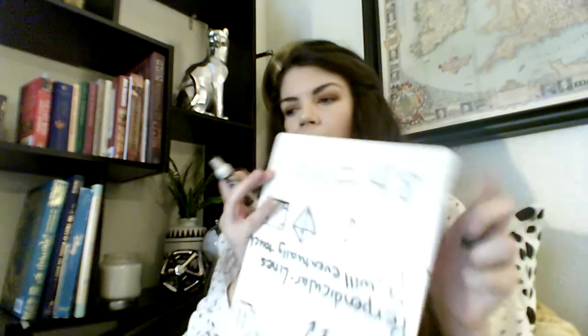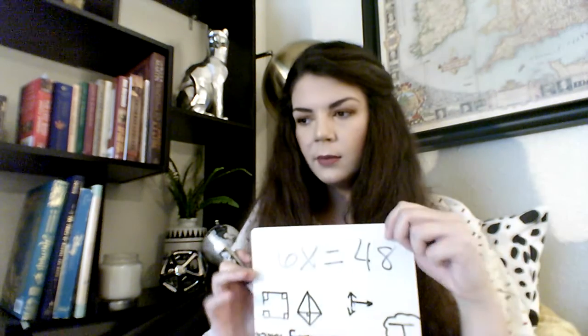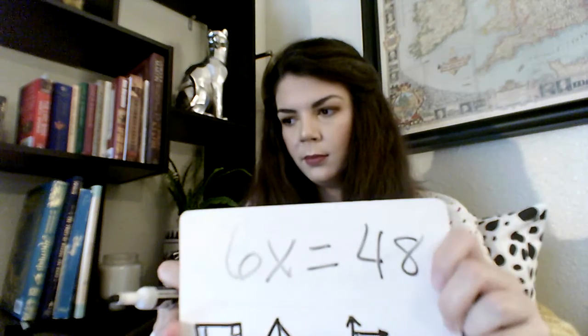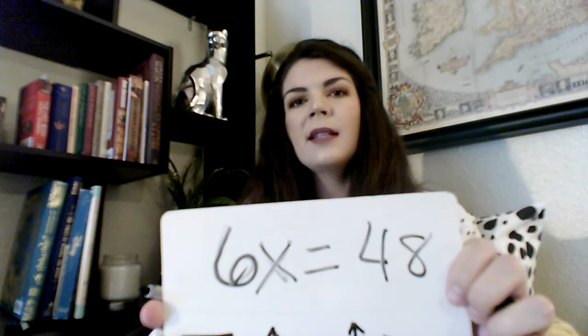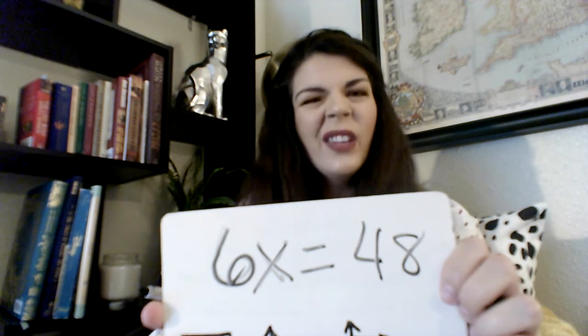But they're also refreshing you on finding the unknown. I know a lot of you guys know how to do this pretty easily, but let me just refresh you. Let's go. 6x equals 48. Oh no, my 6 is so light. There we go. Okay, 6x equals 48. That's solving for the unknown.